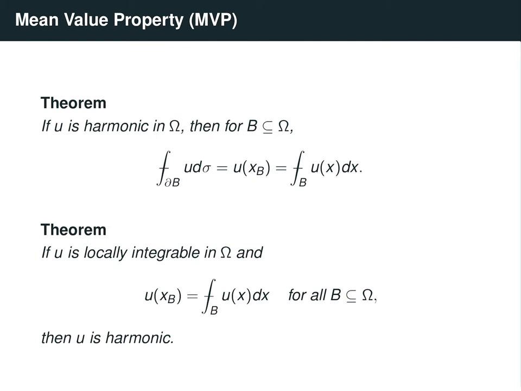What's a little trickier to show is that the mean value property actually characterizes harmonicity. So if you have a locally integrable function u, and the average of u inside any ball equals u evaluated at the center, then u is a harmonic function. We won't prove this, but we'll take this fact for granted.